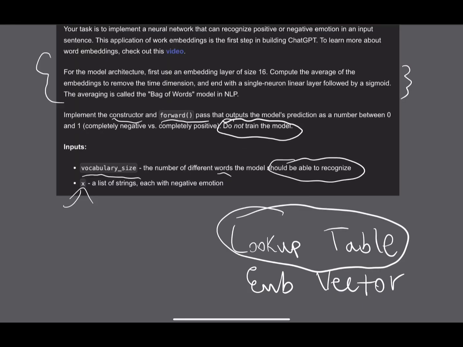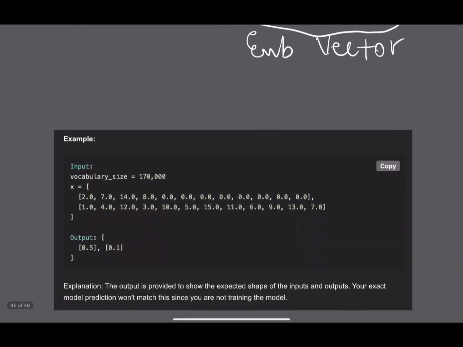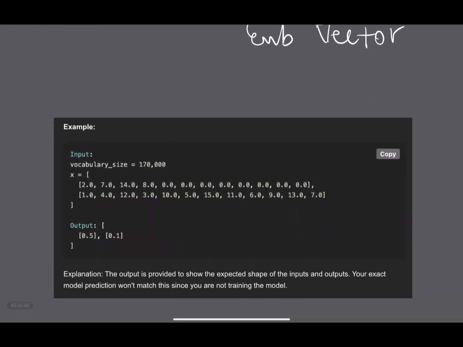Let's take a look at those actual examples, the vocab size, and x, the list of strings. If we take a look at these inputs, we can see that vocabulary size here is just the number 170,000. This might seem a bit weird, but remember that vocabulary size is not the number of unique words in your actual input sentences. We'll describe what these numbers are in a second. Vocabulary size is just the number of words that your model should be able to recognize. So this is the number of words in the English language, but we might have a very small subset of words in the list of strings that we want to get the model's emotion prediction for.